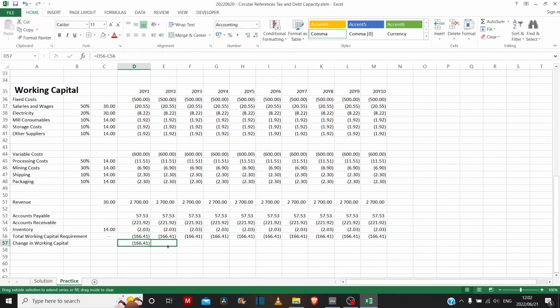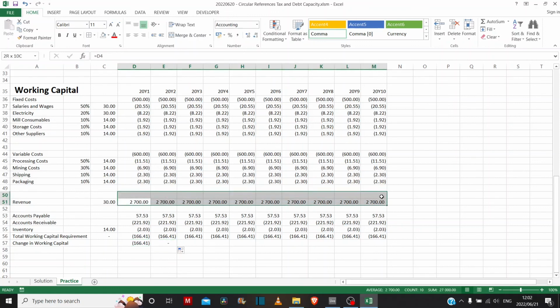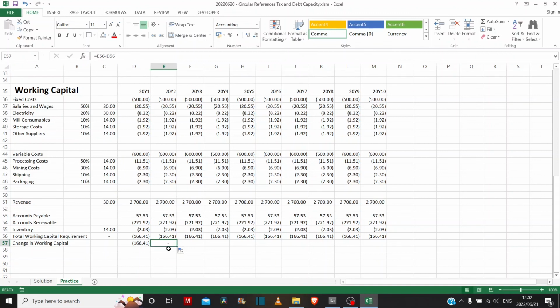But what happens in the following year, if we've already raised that cash or we've already raised that working capital facility, seeing as though we assume that this business just remains flat, there's no change needed in the working capital from year one to year two. And that just continues. There's no change necessary. You've already raised the amount of money that you need for working capital requirements.